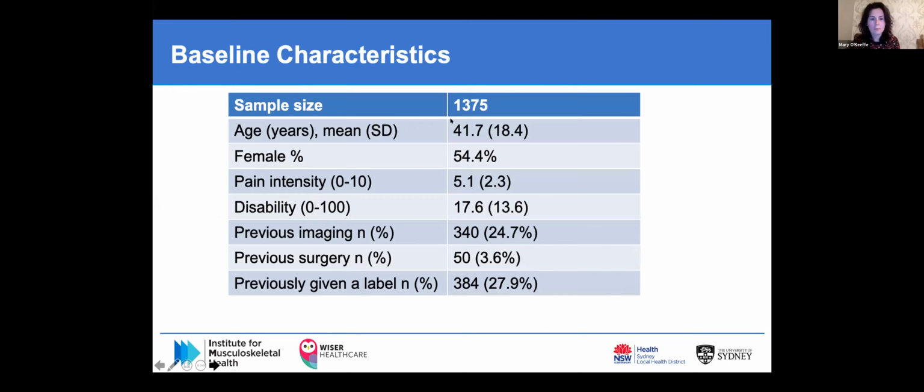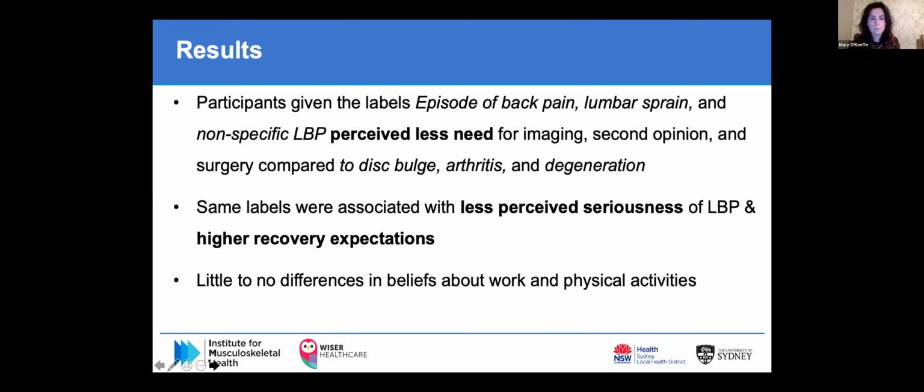To sum up quickly before I get on to the other results, participants given the more non-medical labels, so if you told people episode of back pain, sprain, or non-specific low back pain, perceived less need for imaging, second opinion and surgery compared to disc bulge, arthritis and degeneration. So the more medical the label, the worse the outcome. The same labels were associated with less perceived seriousness of low back pain and higher recovery expectations.